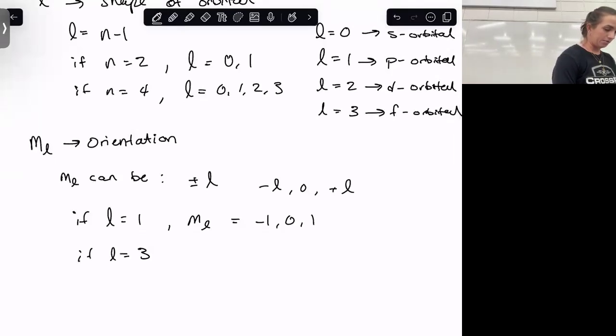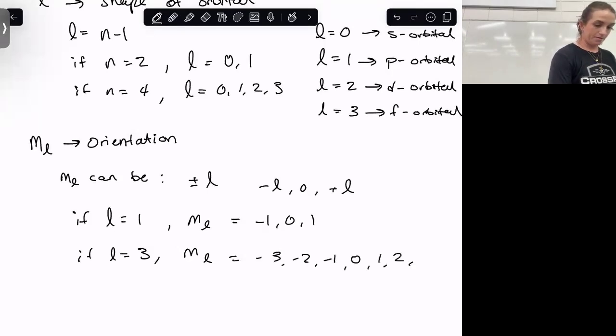If L is equal to 3, what is M sub L? I think that one's the easiest to see the number line. We have to go through all of the numbers from -3 to +3. So how many orbitals are in the L is equal to 3? When L is equal to 3, there's 7 total orbitals, yes.